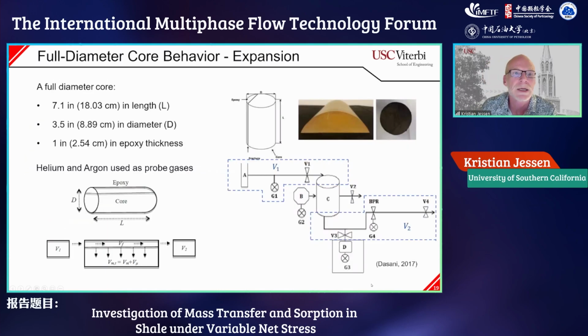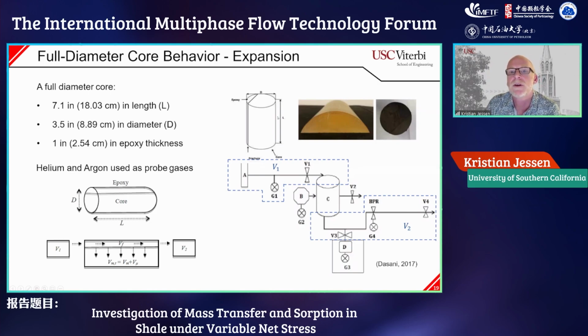So now, if we go on to talk a little bit about measurements or experimentation with the full diameter core, we have pictures shown here. This is the actual core. The core was slabbed. This is a 3.5-inch diameter. It was slabbed 1 inch from the circumference, and we had to make an epoxy insert to complete the cylindrical shape so we could fit it in our core holder and into our experimental setup.